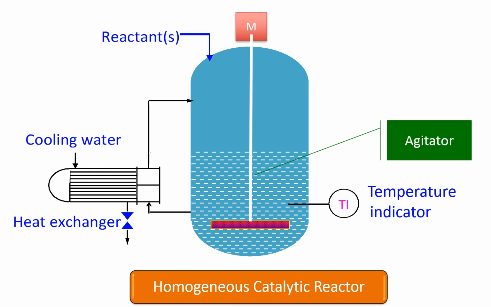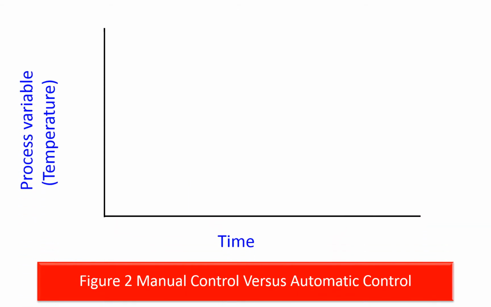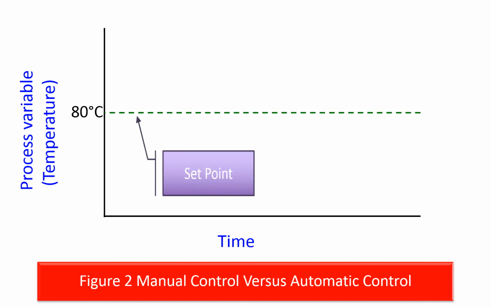Assume you have two systems, one with manual control and another with automatic control. How the temperature of the reactor system varies with the time with these two different control systems? The variation of the reactor temperature is illustrated in this figure. This is a plot of operating variable temperature versus time. Let us assume that the reactor temperature is to be maintained at 80 degrees centigrade.